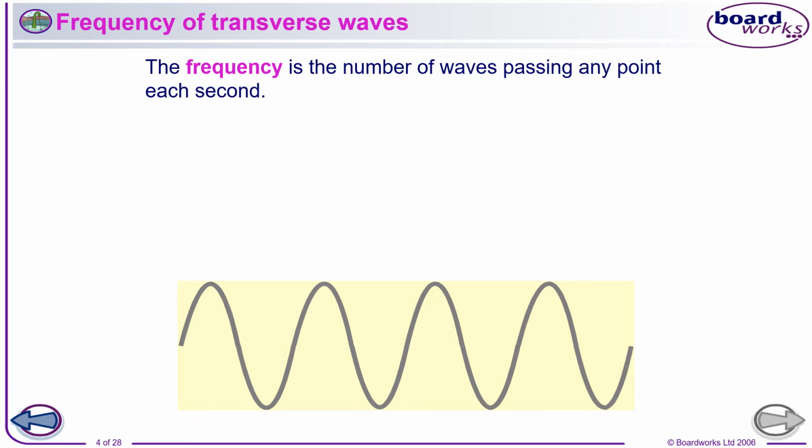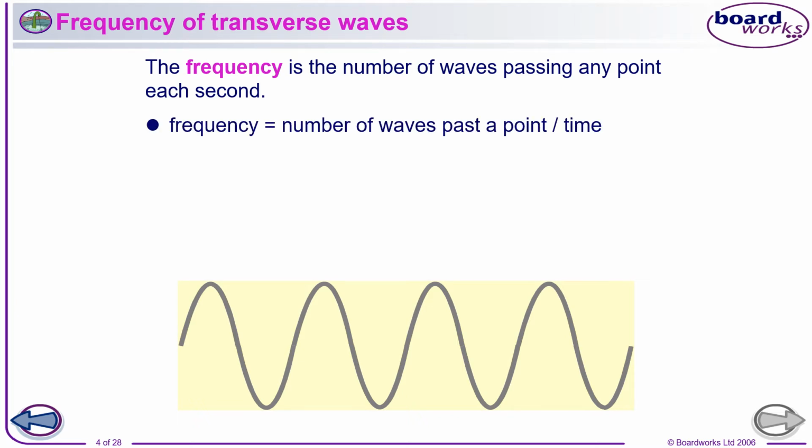When we talk about the frequency of a wave, we mean the number of waves passing any point each second. In simple words, how many waves are passing through a certain point in 1 second. If you look at the picture on the screen, we can see 1, 2, 3, 4 waves passing through this point. So it means my frequency is 4.